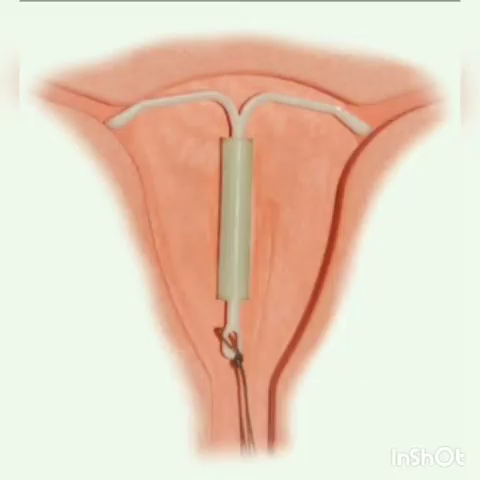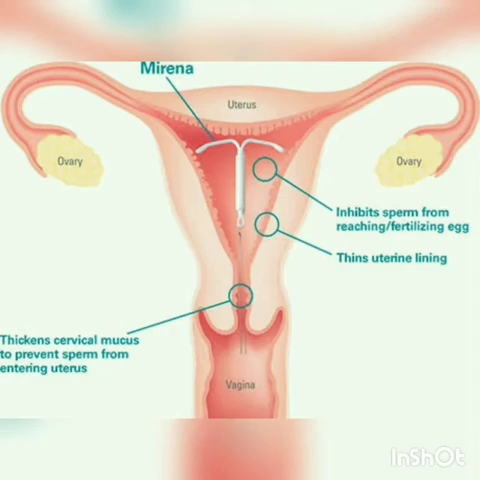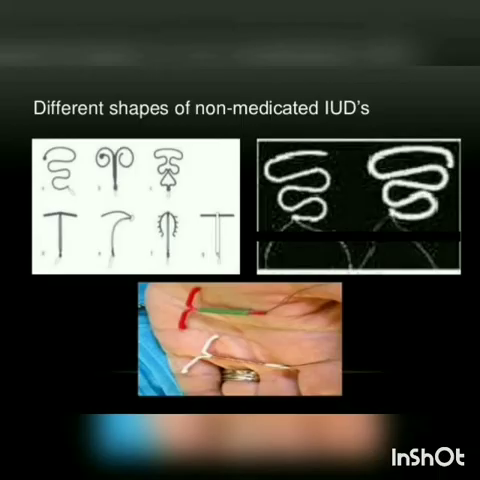Our next one is the hormone releasing IUD. Hormone releasing IUDs are often called intrauterine systems. In them there is progestogen and LNG-20. They increase the viscosity of the cervical mucus, thereby preventing the sperm from entering the cervix. And then non-medicated IUDs. These are made of plastic or stainless steel. Lippes loop is a double S shaped plastic device which is used as a non-medicated IUD.